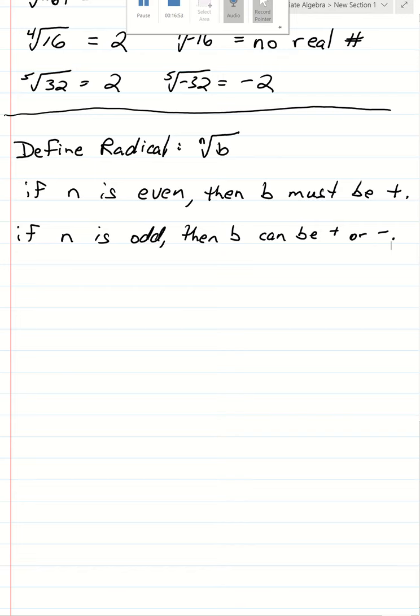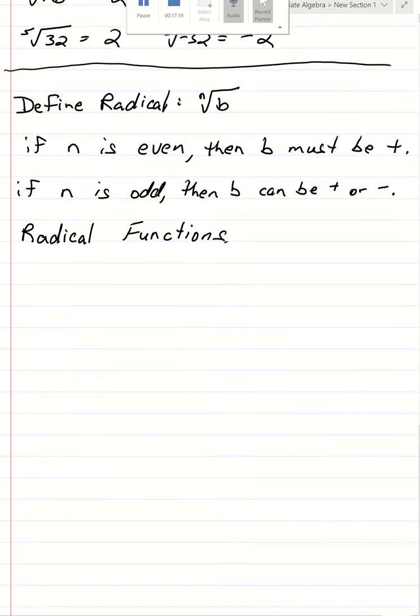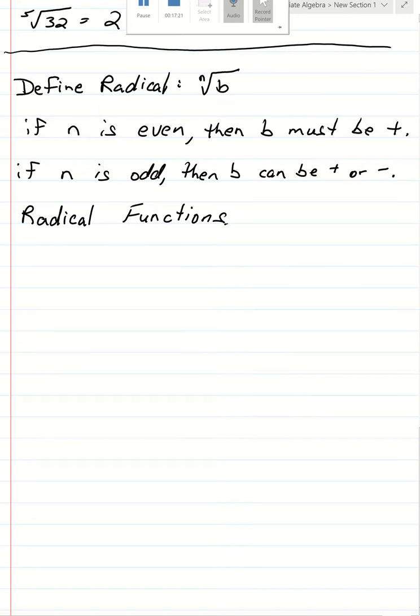Now, when we talk about radical functions, we've been talking about functions since Chapter 4. That's where we first introduced functions, okay? We talked about what function notation looks like. We talked about how we would evaluate a function. We even talked about the domain of a function, all right? We can also have radical functions.